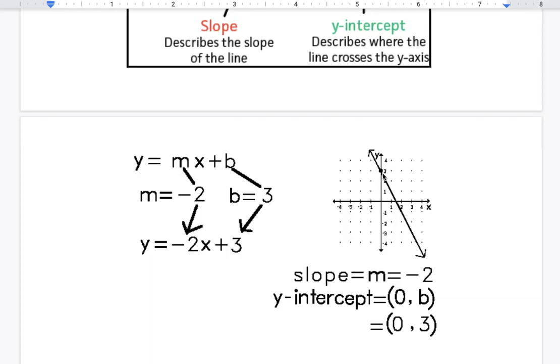So that's very important, and you should jot this example down into your notes because that's going to help you with your problems later on. So make sure you pause the video and jot that down.